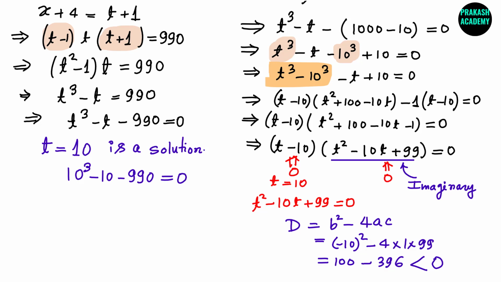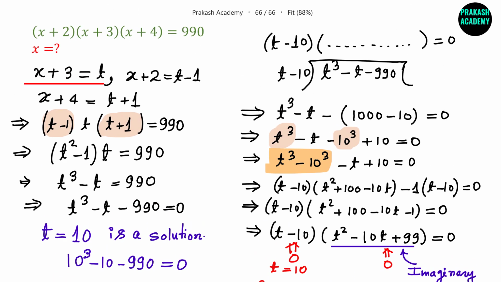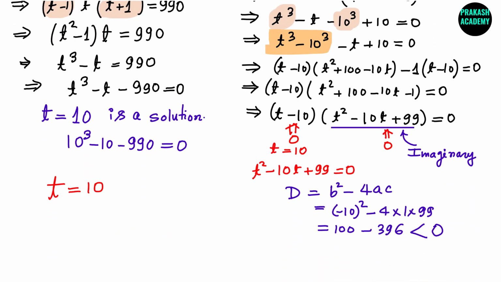So what solution do we have? t equals 10 is the only solution. What was t? If you remember, t is x plus 3. So we can find x. t equals x plus 3, which equals 10. So this implies x equals 7. You can check by plugging in the value of x and verify whether it satisfies the original equation or not.